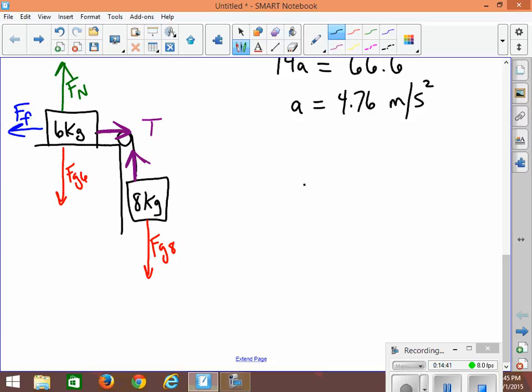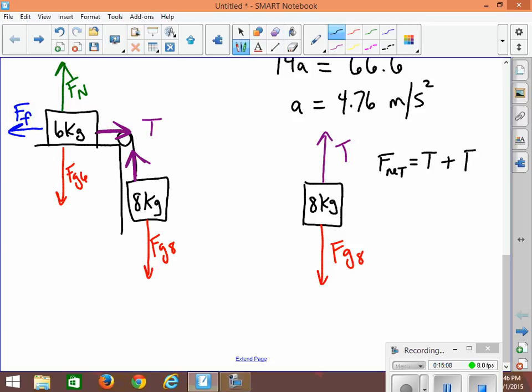Let's take the 8 kilogram block in isolation by itself. If you look at it, the only forces that are affecting it are the force of gravity pulling it down and the tension force pulling it up from the rope. There's no friction here, there's no surface, there's no normal, it's just hanging there. And so we can write a very, very simple F net equation to describe this. The net force is the tension plus the gravity pulling it down. And F net is equal to MA. And tension here, gravity, mg.